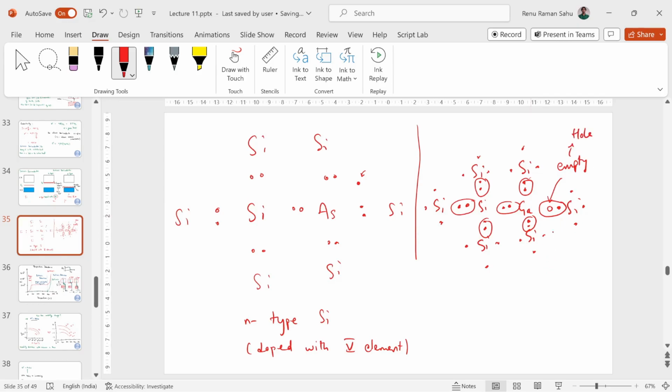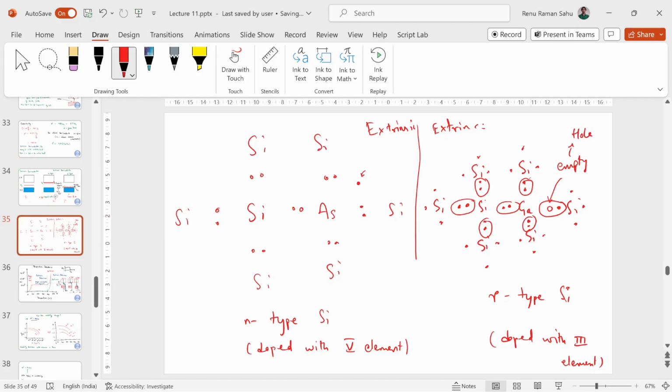If the holes are there, this is called p-type silicon. This is an extrinsic semiconductor, and we get it when it is doped with group 3 elements. So both of these are extrinsic, not intrinsic. In intrinsic there is no doping at all.